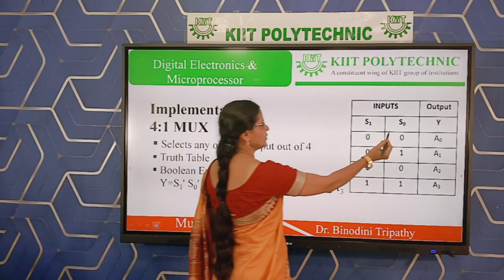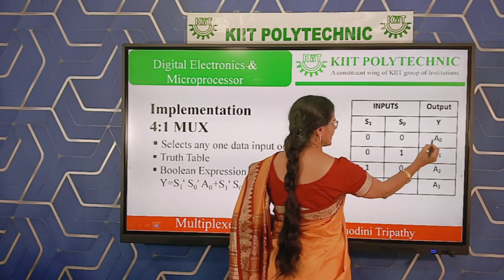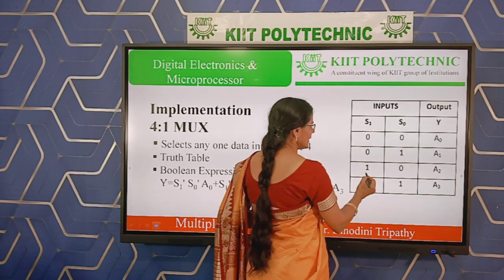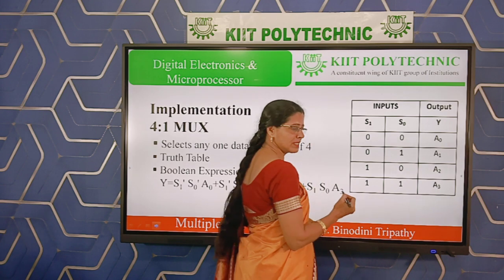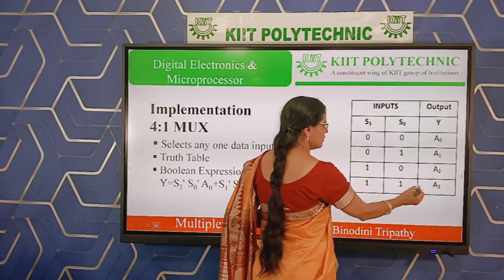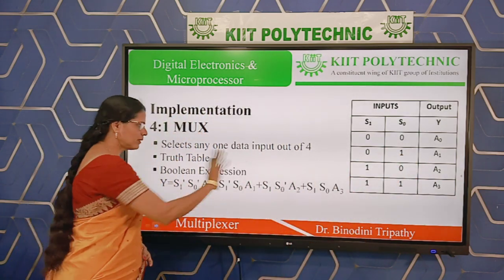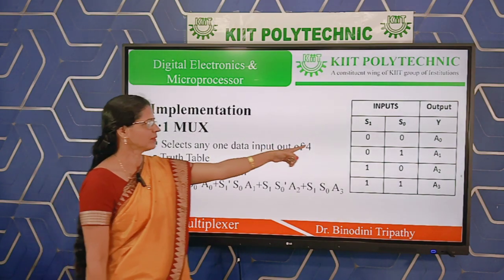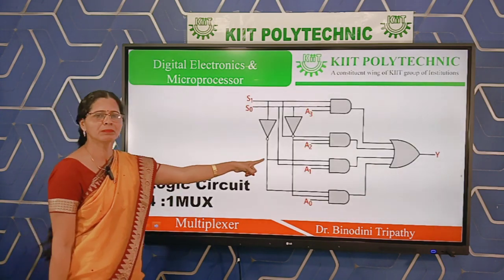From the truth table, suppose first for this combination: S1 bar, S0 bar, A0, plus S1 bar, S0, A1, and so on. Bar means complement. Then this is 1 means S1, this is 1 means S0, A3. Like that. It is not required to remember this line. Only for example I have written here. Directly from the truth table we can write the Boolean expression, and from the Boolean expression we can implement the circuit.